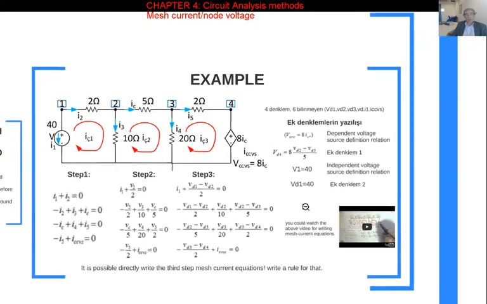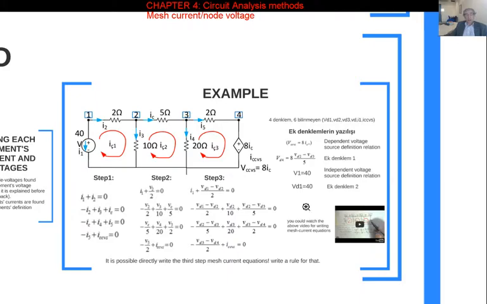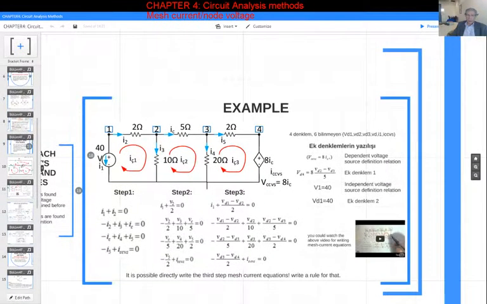Once you have found the node voltages, you can find all the element voltages. Once you have found all the element voltages, you can find the element currents by using the definition relations. So that is it. It is also possible to directly write the third step equations for the mesh current method, not node voltage equations. You can write a rule for that. So that is the end of this video. Let's stop here.